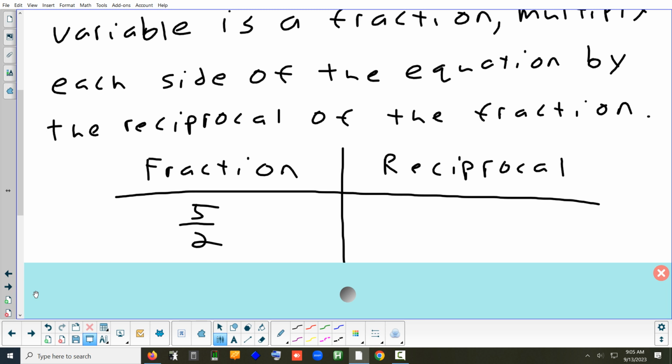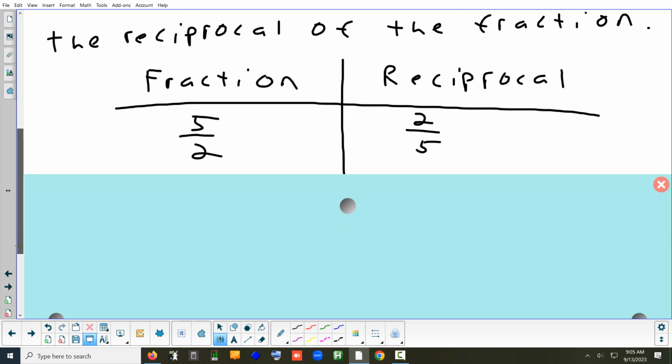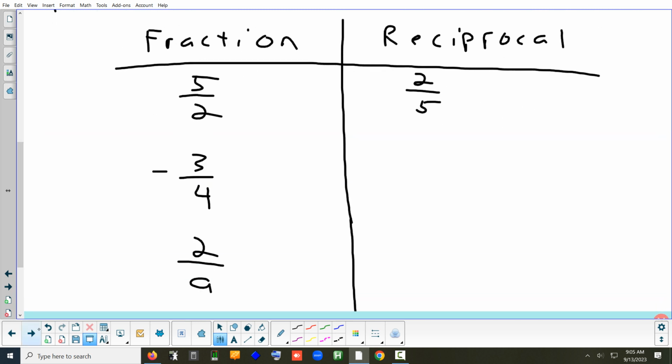Let's do the first one together, and then I'll let you try the other ones. So 5 over 2. What would be the reciprocal of 5 over 2? Sam? 2 over 5. So we just take what's in the top and put it in the bottom, and what's in the bottom you put in the top. Any question on that? Let me give you a few more to try.